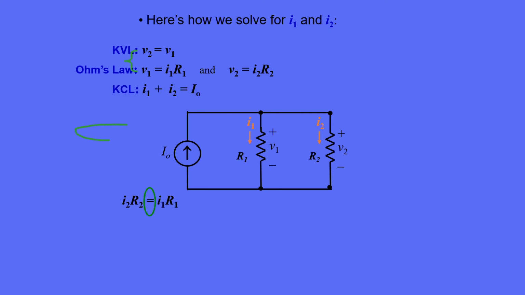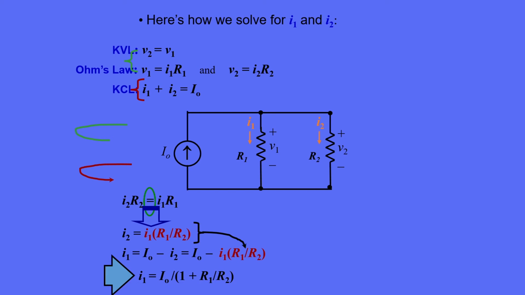We next write down Kirchhoff's current law for the upper node of the circuit. I1 plus I2 is equal to I0. We can manipulate this formula algebraically to express it as I1 is equal to I0 minus I2. We can then express I2 as being equal to I1 times the ratio of R1 over R2. We arrive at this result by dividing the above equation by R2 on both sides.